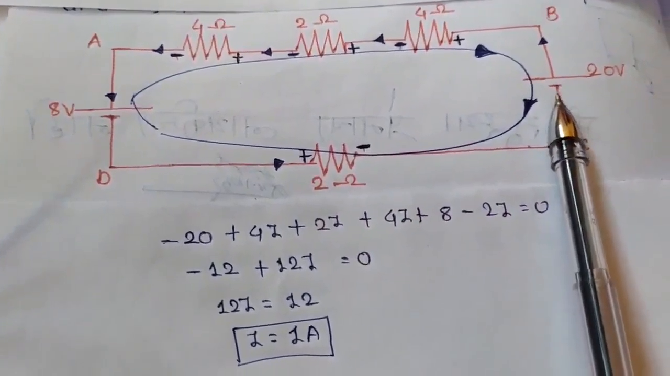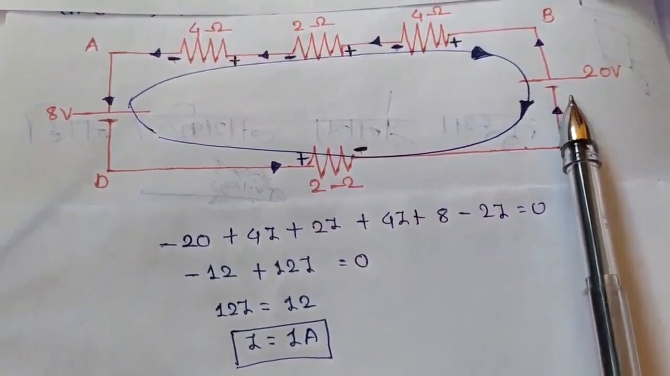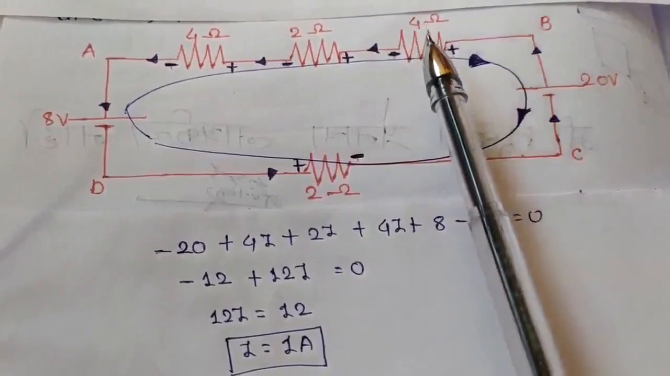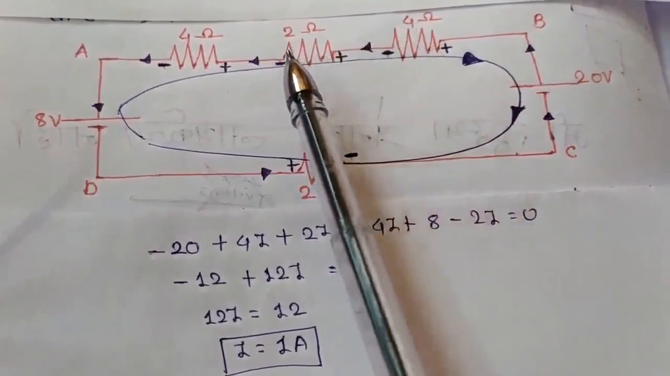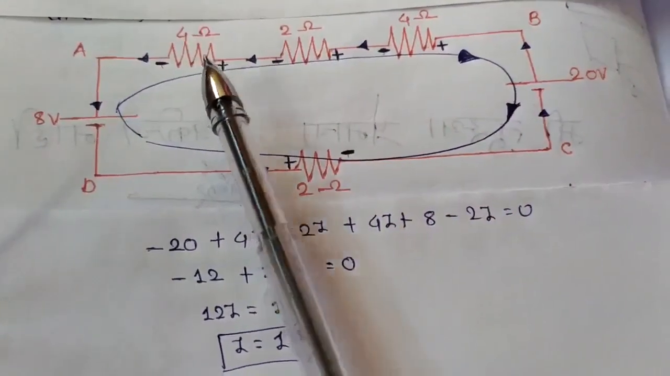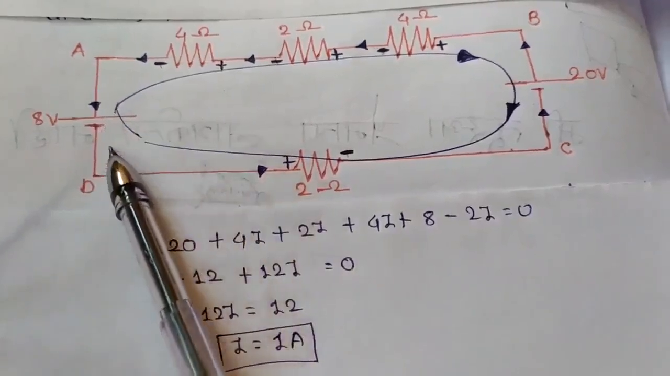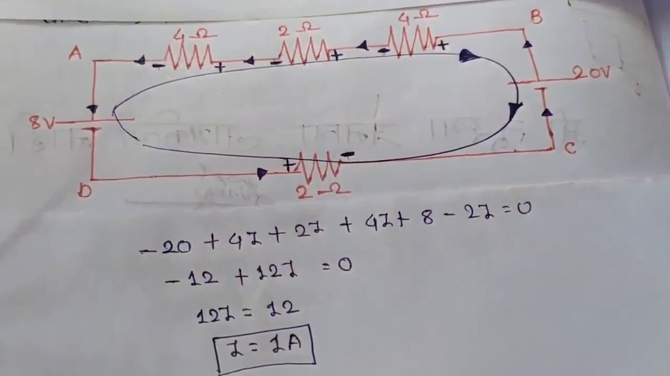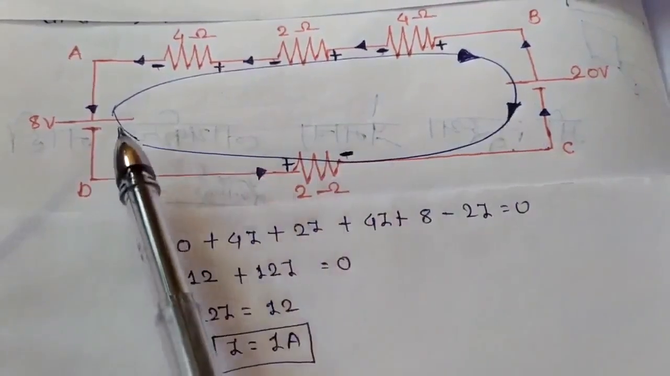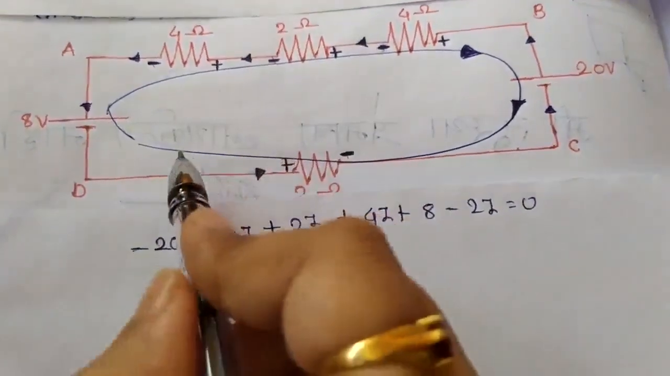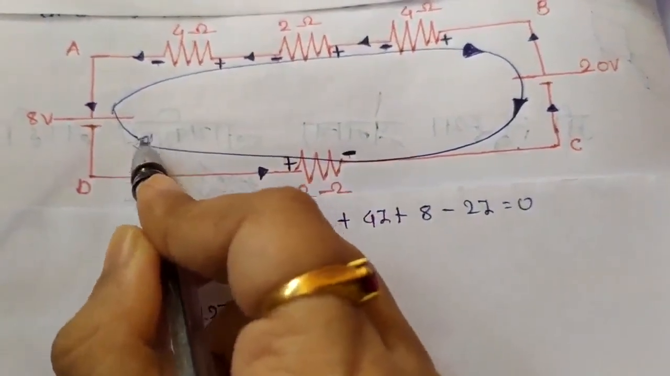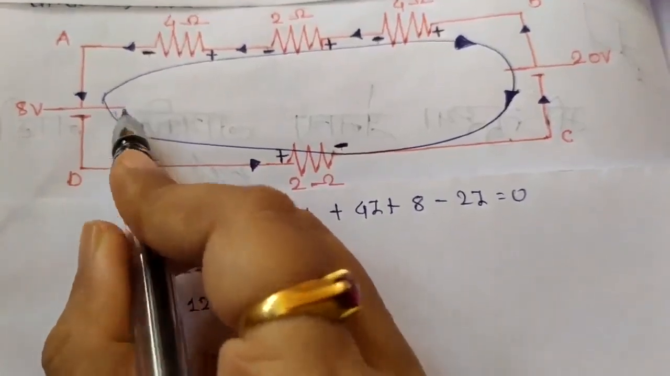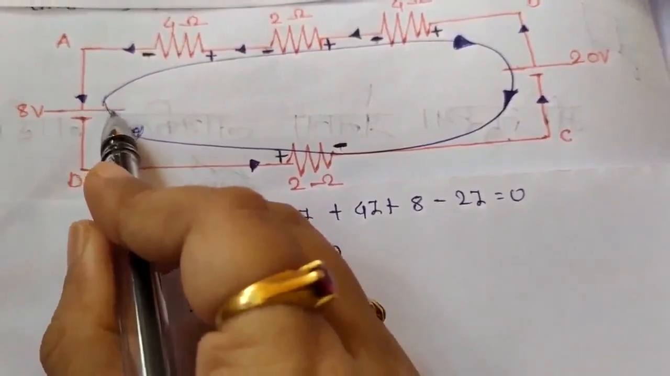Minus 20. Okay. Now plus 4 into I, plus 2 into I, plus 4 into I. Then loop direction on 8, clockwise, loop direction is clockwise, hence lower to higher means plus 8.